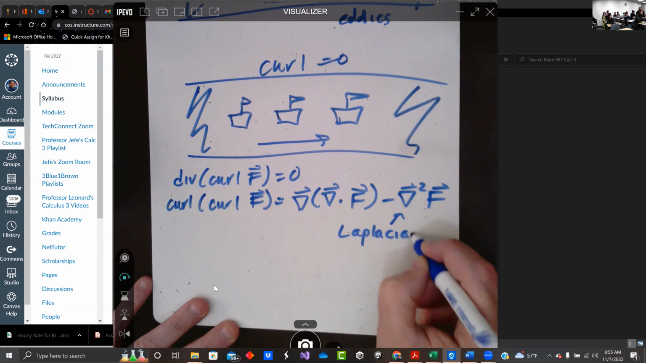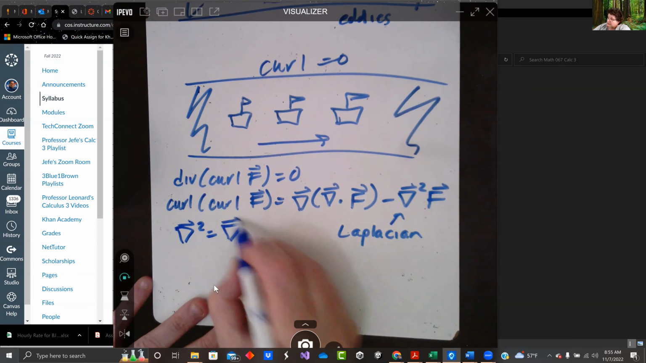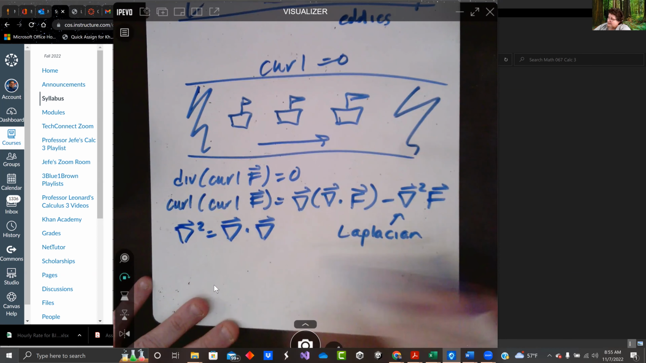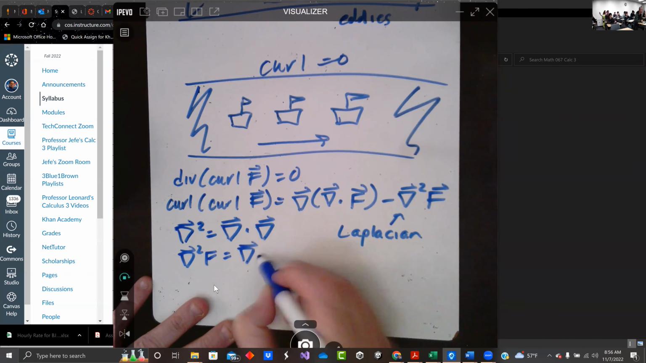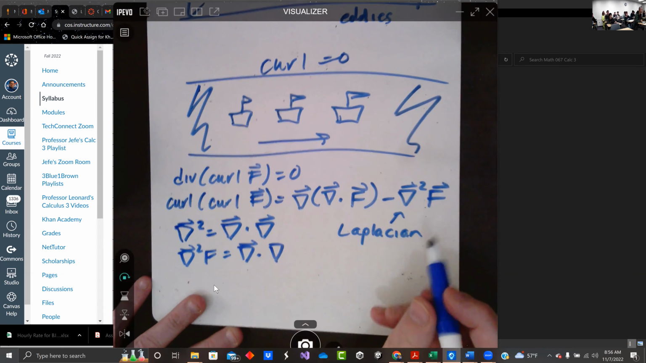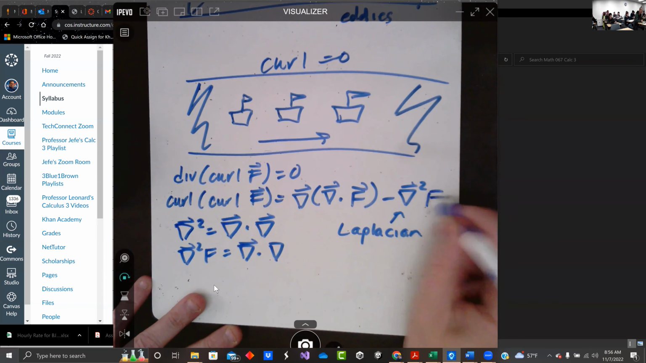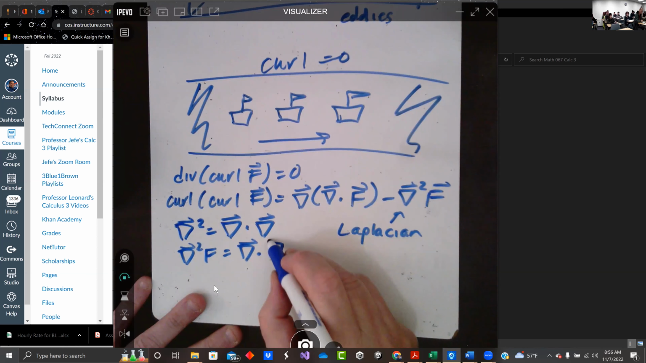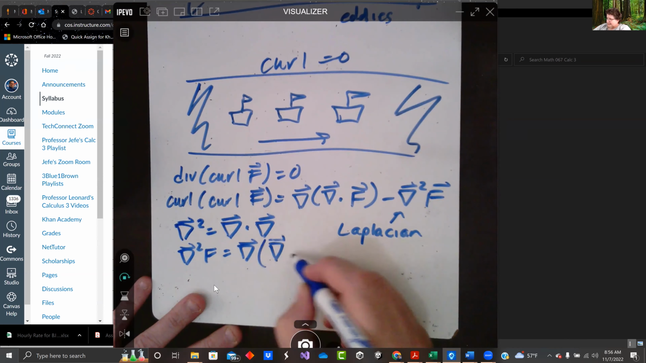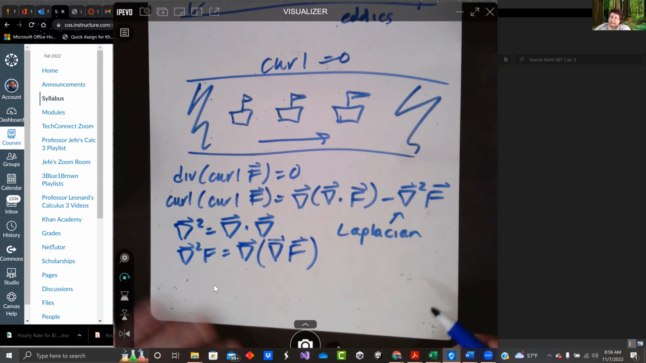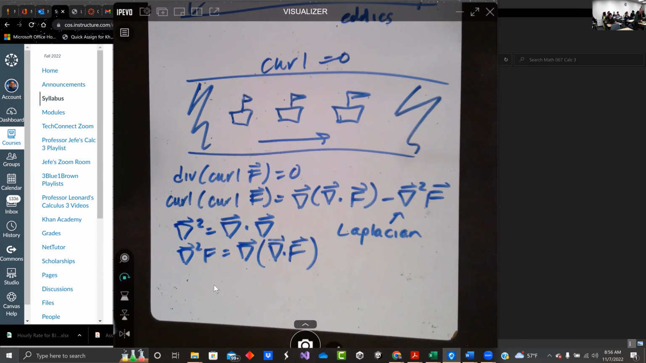Oh, I remember that. You talked about that, del squared is del dot del. So the Laplacian of f, we're squaring now. It's more like the double gradient, in this case. It's the gradient of the divergence. Oh, what is it? It's the gradient of the gradient.